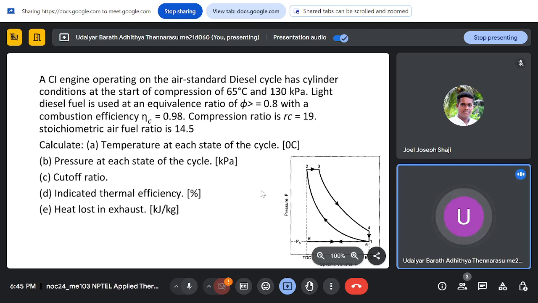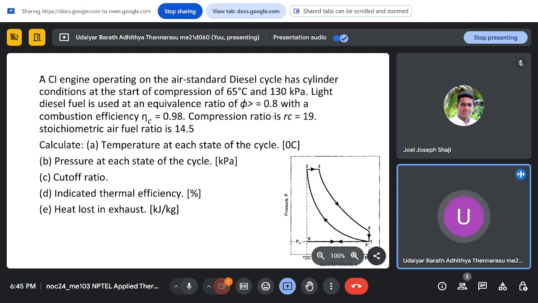So equivalence ratio is nothing but your comparison with the stoichiometric ratio. We'll see that also. Stoichiometric is when you have complete combustion. So what ratio of air and fuel mixture is there for complete combustion, that is your air fuel ratio for stoichiometric, and that is compared with your present one. So air fuel ratio divided by the stoichiometric air fuel ratio will give you the equivalence ratio.